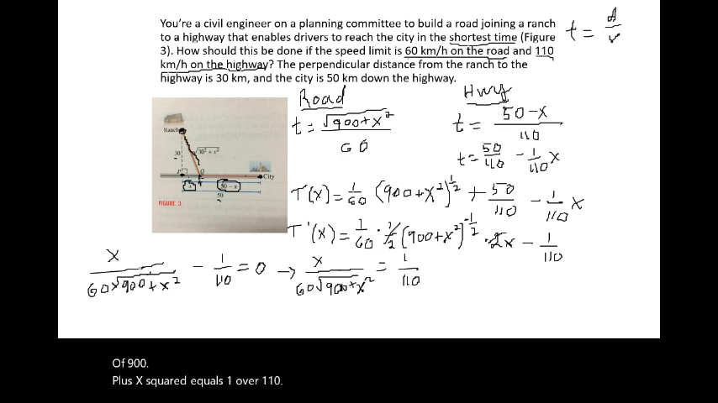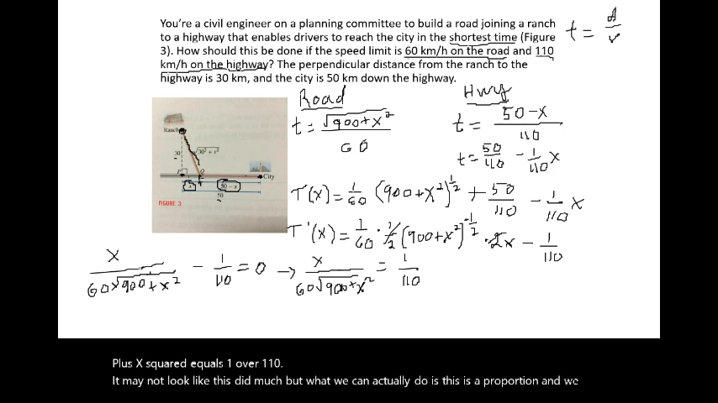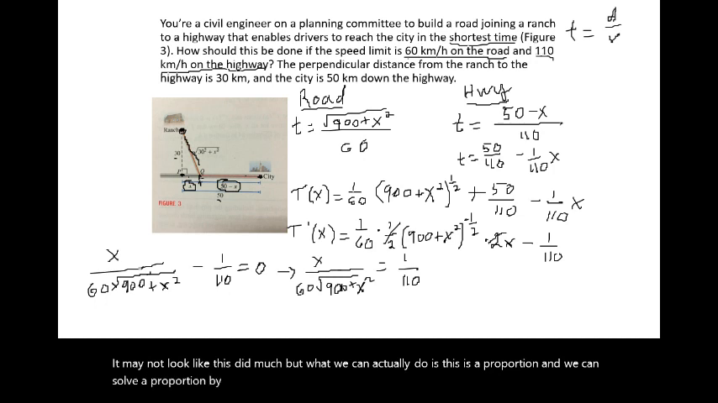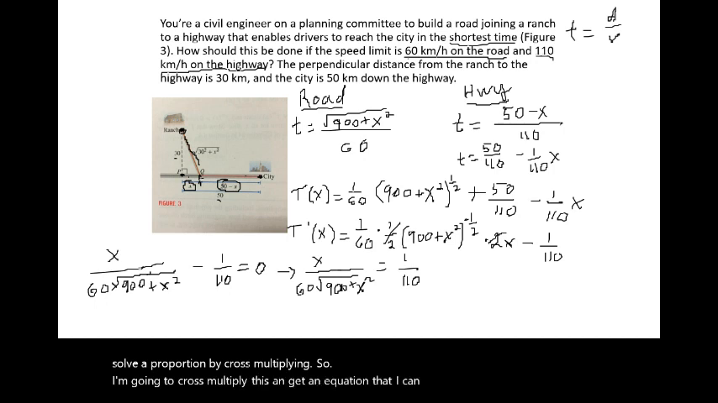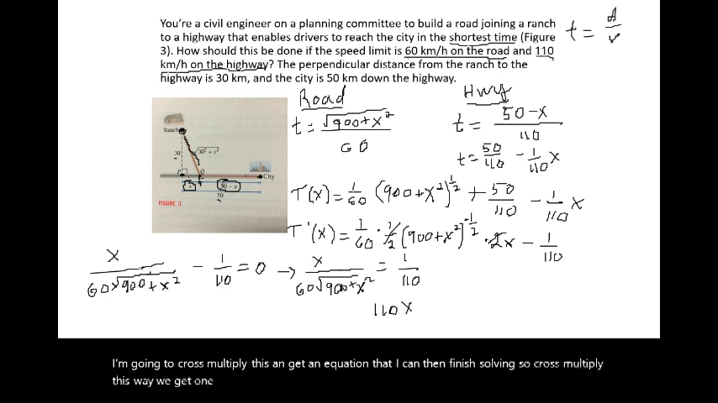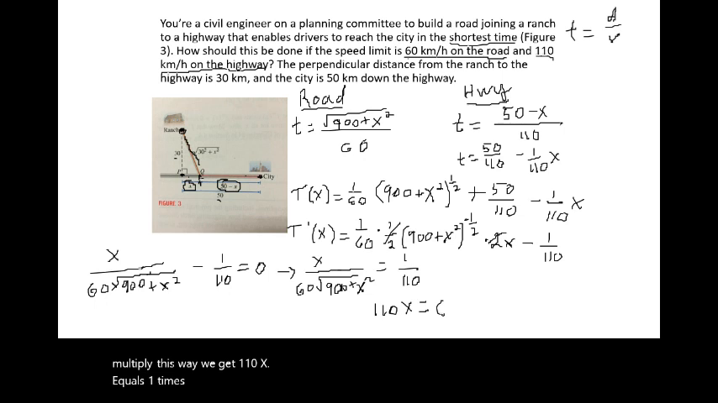It may not look like this did much, but what we can actually do is this is a proportion, and we can solve a proportion by cross-multiplying. So I'm going to cross-multiply this and get an equation that I can then finish solving. So cross-multiply, this way we get 110x equals 1 times all this mess, which is just 60 times the square root of 900 plus x squared.